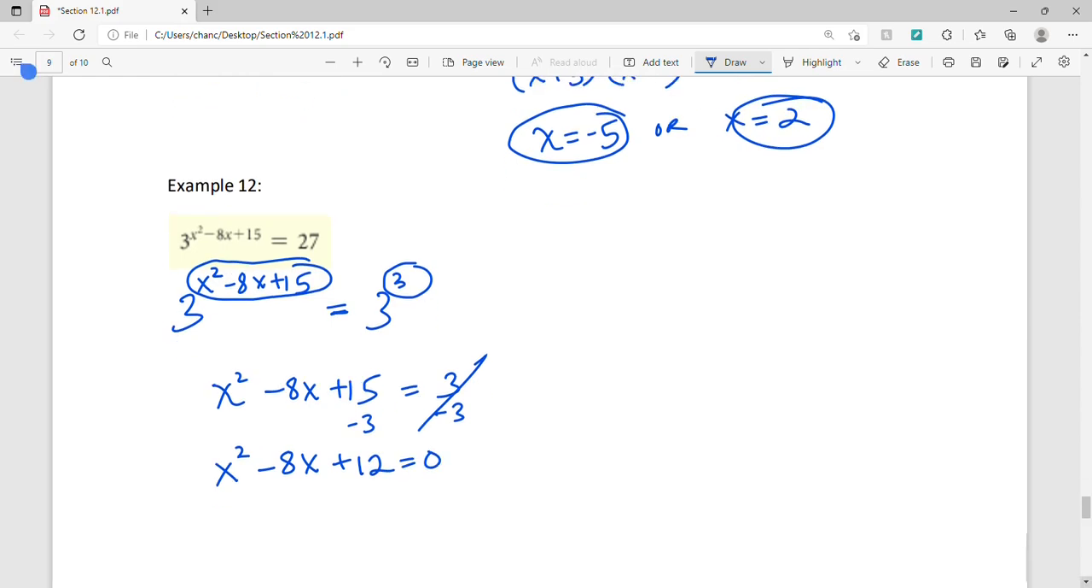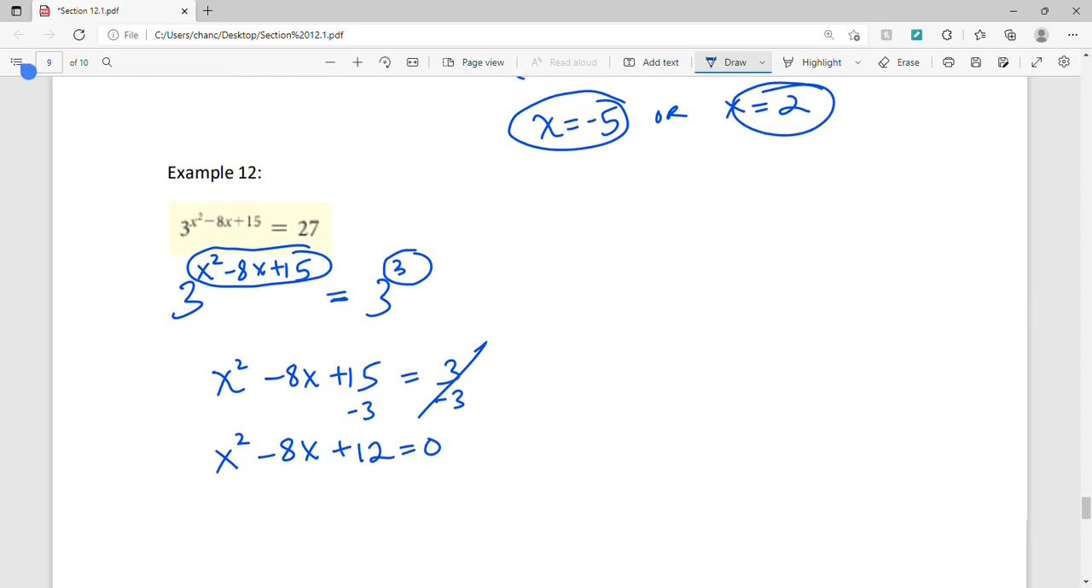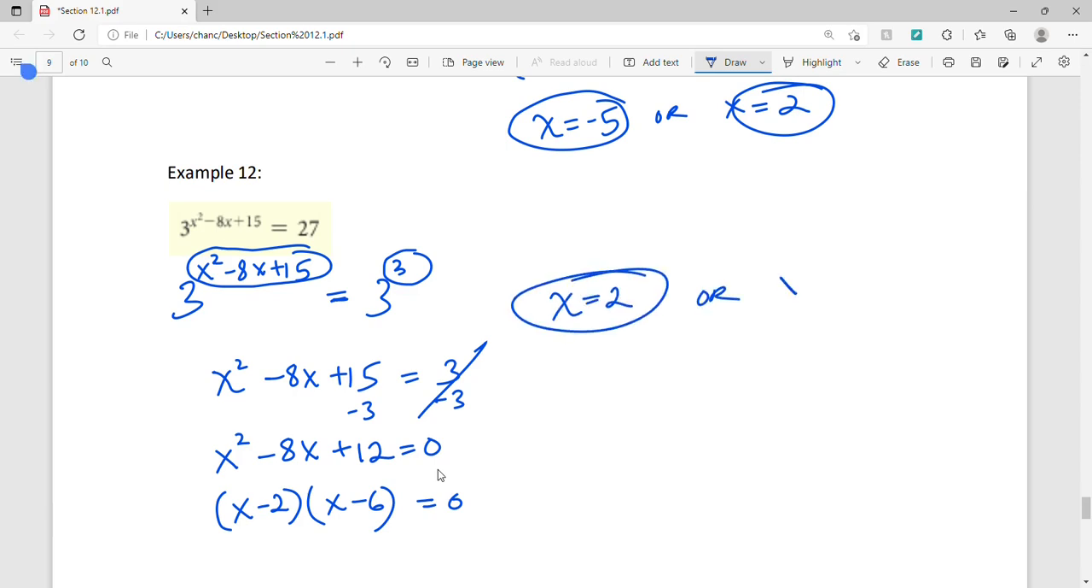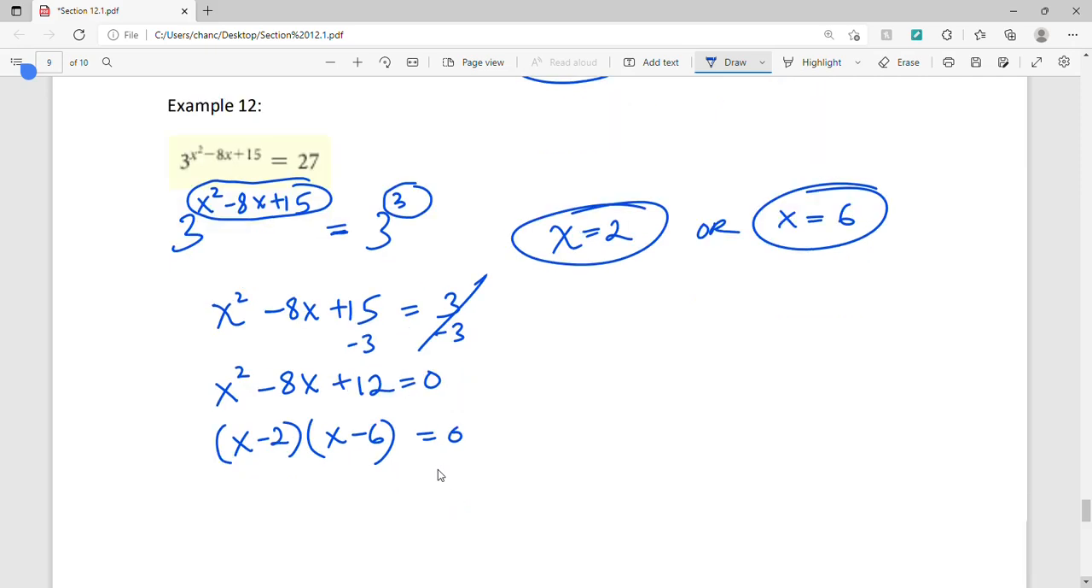And it factors. This factors as x minus 2 times x minus 6 is equal to 0. Which means we have two solutions, x equals positive 2 or x equals positive 6. Again, review factoring if you're not sure how to do that. We use factoring for this problem. We could also use the quadratic formula, but factoring is a lot faster.